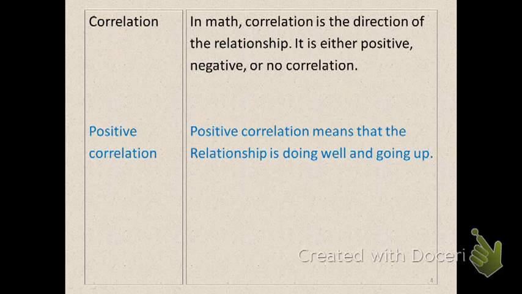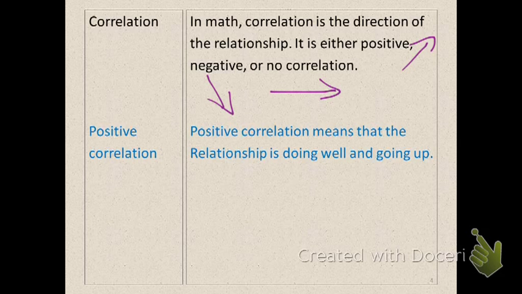Let's look at correlation. In math, correlation is the direction of the relationship. It's either positive, which means it's going up, it's negative, which obviously means it's going down, or it's no correlation, it's just kind of going blah.